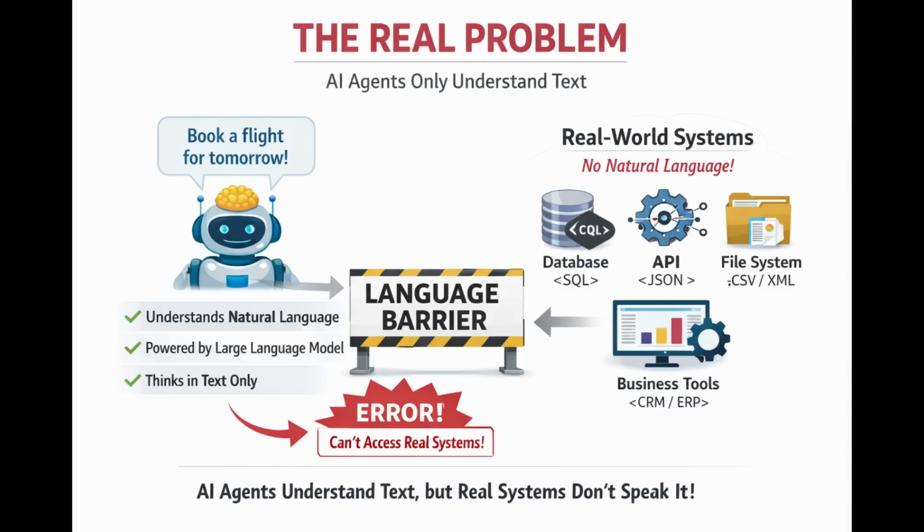When AI agents powered by large language models try to do real-world tasks like booking a flight, checking stock, or getting information from a system, they hit a serious problem. These AI models understand only text, but real systems like databases, APIs, file systems, and business tools don't speak natural language. So the big question is, how does a text-based AI reliably talk to real software systems? That's where protocols come in.